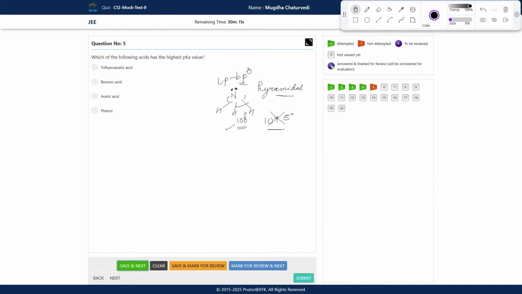Now we will see the next question. It is saying you have to tell which of the following acids has the highest pKa value. One thing you all need to know is that the higher the pKa value, the weaker the acid. So if the pKa value is high, then it will be a weaker acid.